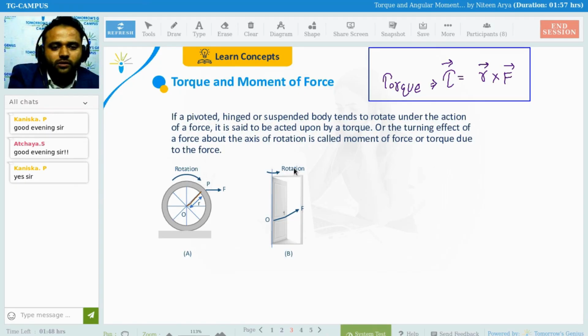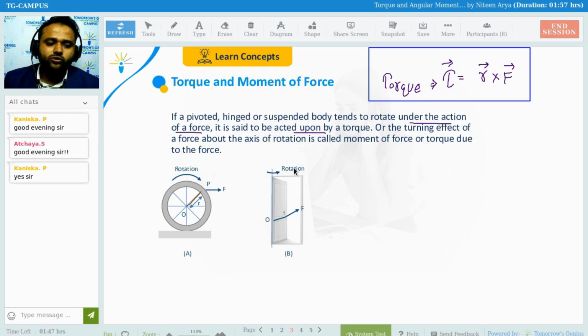Okay, so if a pivoted, hinged or suspended body tends to rotate under the action of a force, it is said to be acted upon by a torque. What does it mean? If any particular object which is pivoted, hinged or suspended tends to rotate. Here it is pivoted, meaning it is hinged with this wall. The axis is fixed, and it is going to rotate.